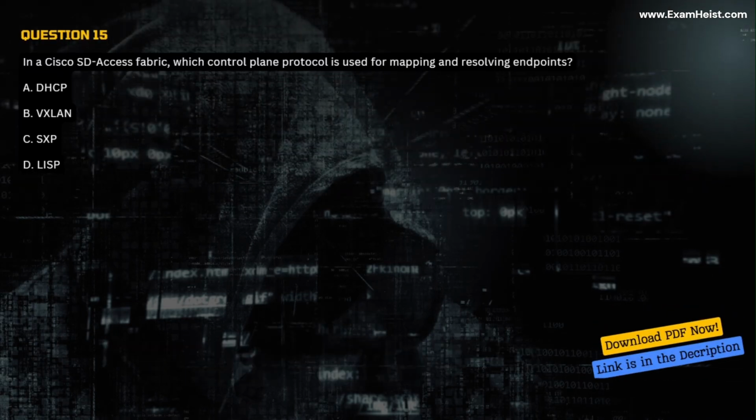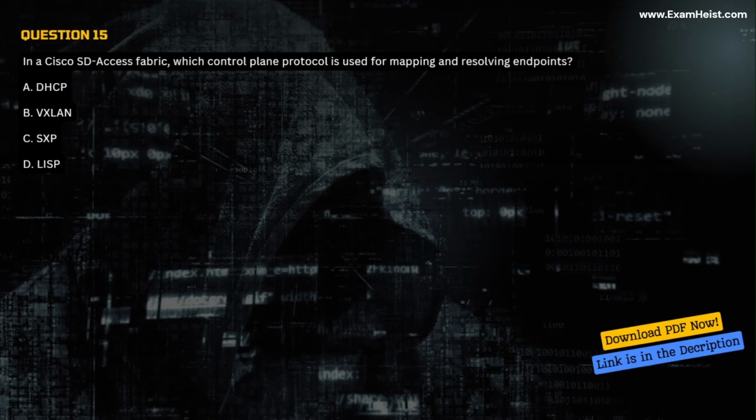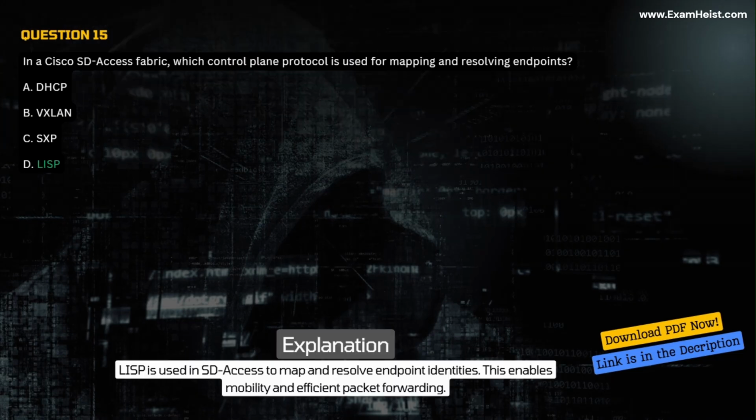Question 15. In a Cisco SD-Access fabric, which control plane protocol is used for mapping and resolving endpoints? A. DHCP. B. VXLAN. C. SXP. D. LISP. Correct answer D. LISP. Explanation. LISP is used in SD-Access to map and resolve endpoint identities. This enables mobility and efficient packet forwarding.